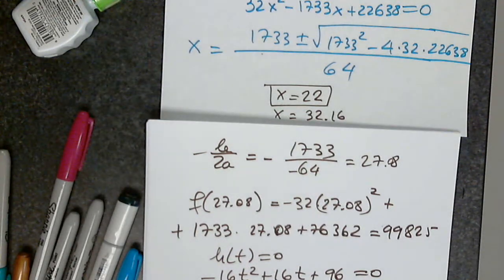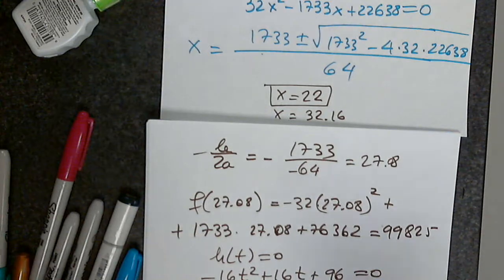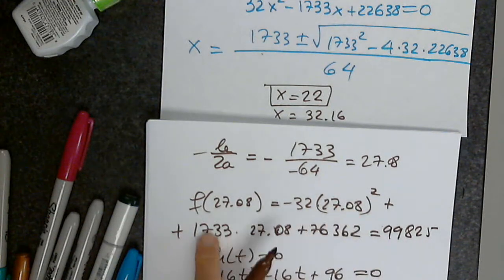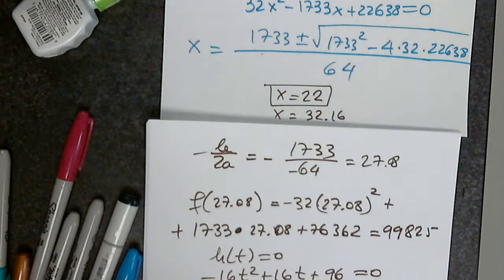Question. Yes. 4C. Where it has 2 pluses, so it's plus 1733 times 27.08 again, right? You mean this one? Yep. Yes, that was the function: negative 32x squared plus 1733 times x. Yes.